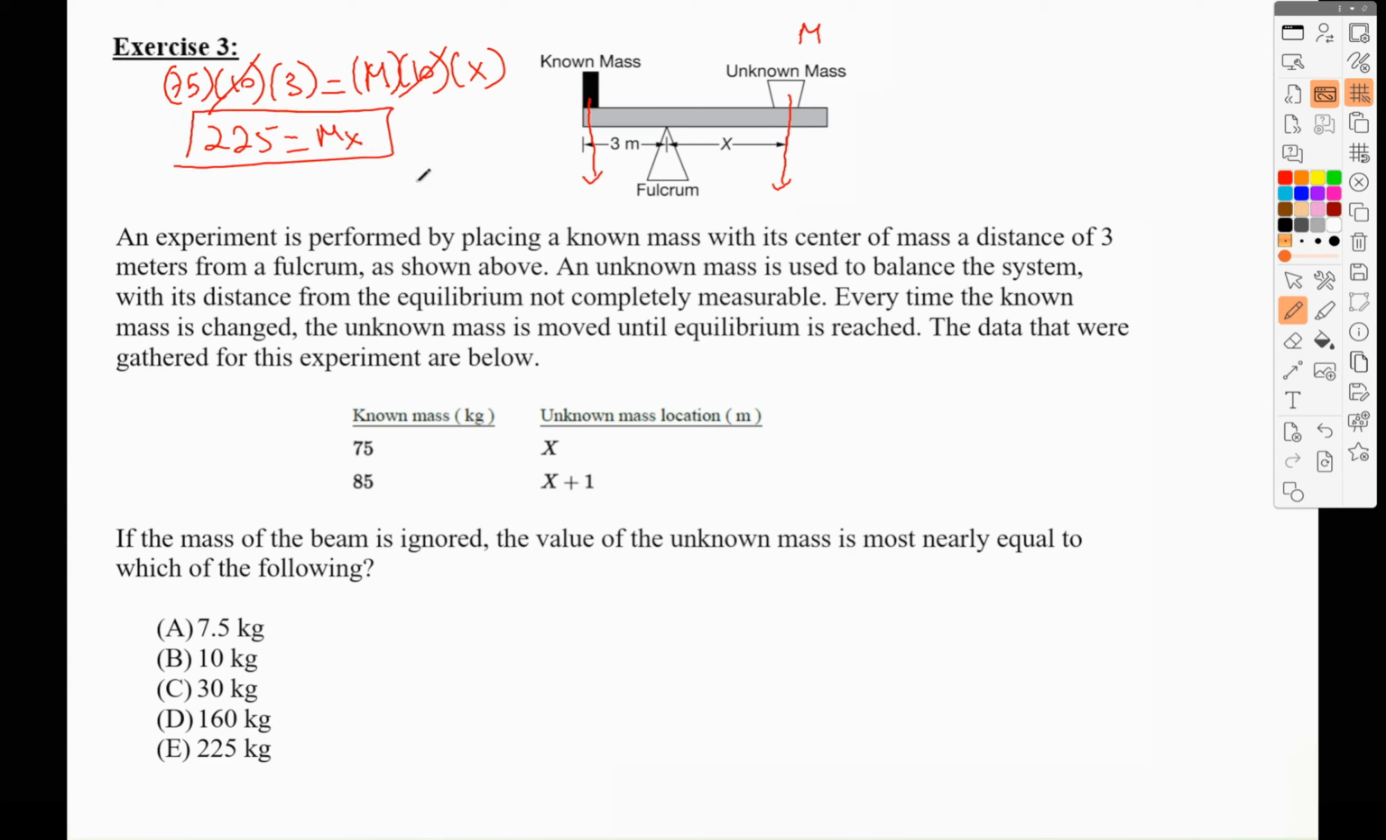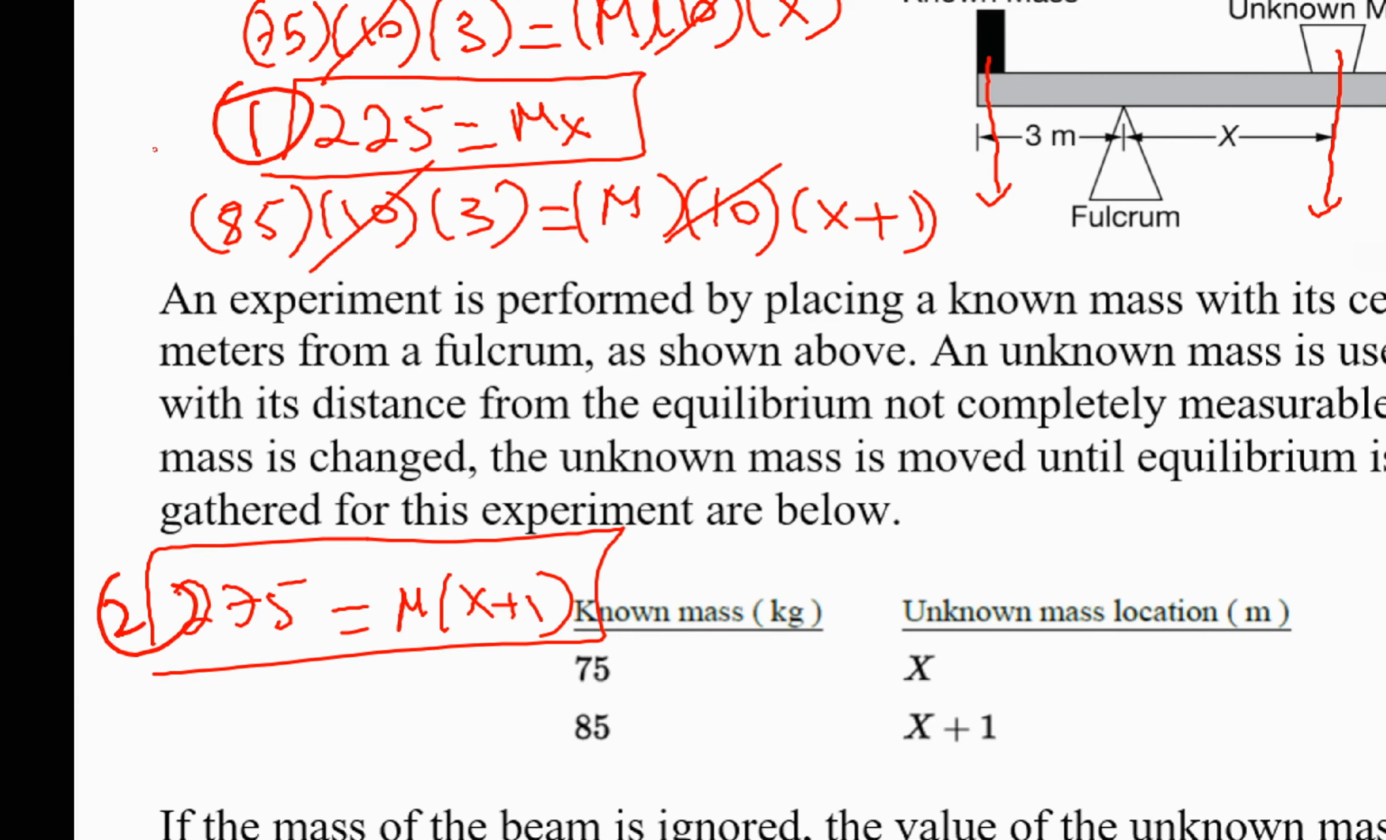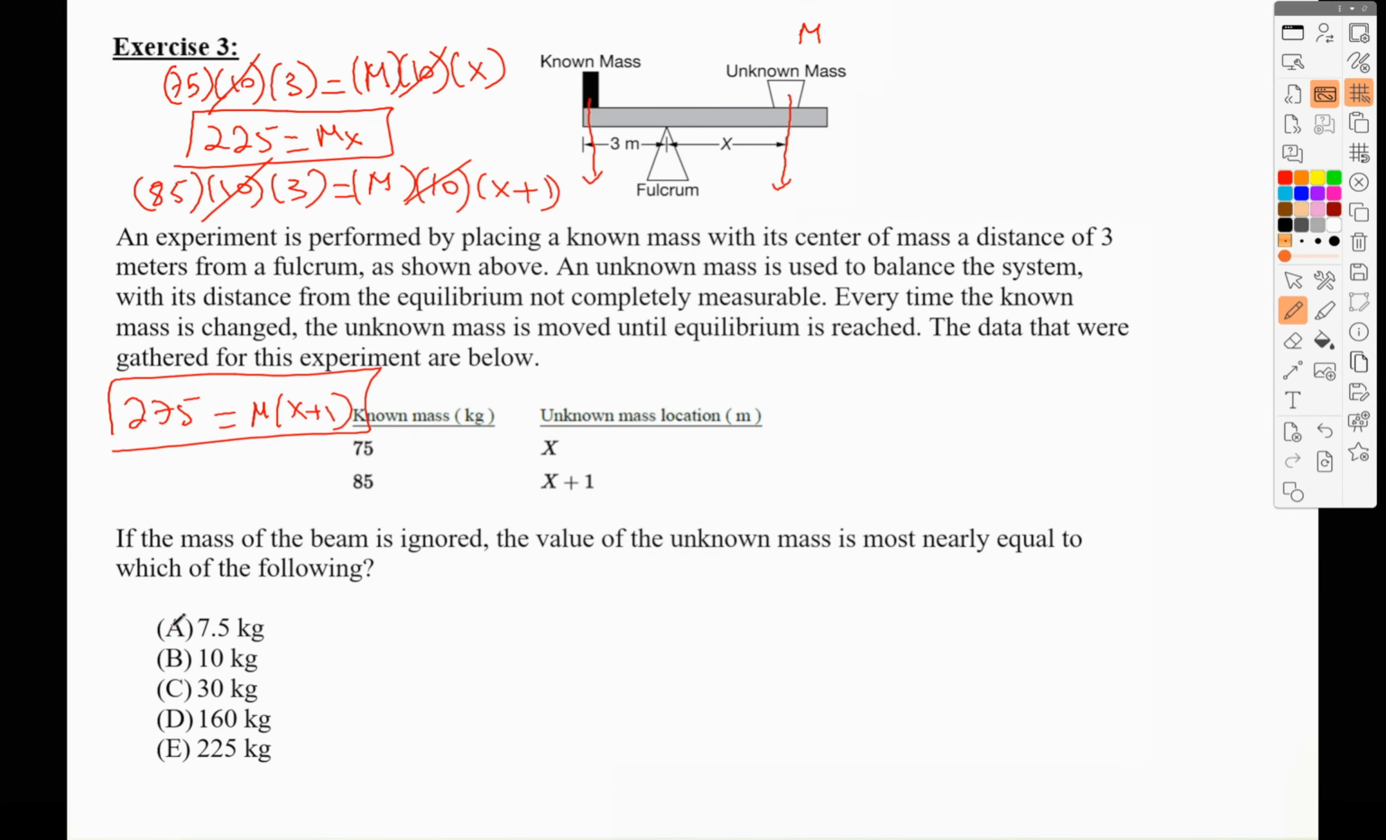Now the second equation would be the mass, which is 85 multiplied by 10. We didn't change the location of the known mass, multiplied by 3. That would be equal to, we didn't change the unknown mass, multiplied by 10 to produce force, multiplied by X plus 1. So if we cancel 10 with 10, that would be 275 equals M into X plus 1. Now here we have two equations, equation 1 and equation 2, and we need to solve for M and X, but in particular they are interested only in the value of M.